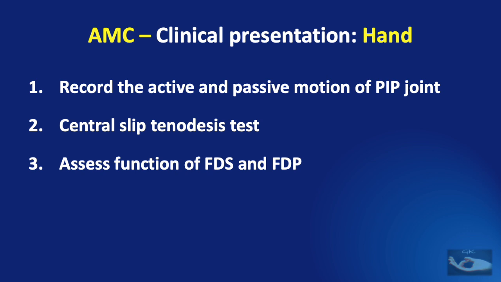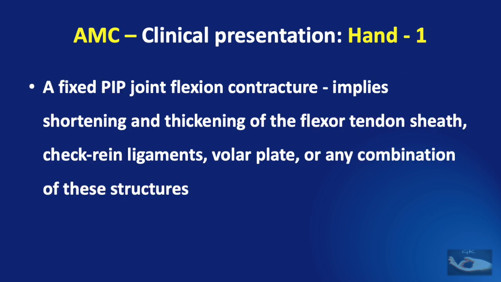We need to record the active and passive motion of the PIP joints of the fingers. We need to do a central slip tenodesis test, and we also need to assess the function of the flexor digitorum superficialis and flexor digitorum profundus. The first step of recording the active and passive motion at the PIP joint is very important because it helps to differentiate a flexible deformity from a fixed flexion contracture.